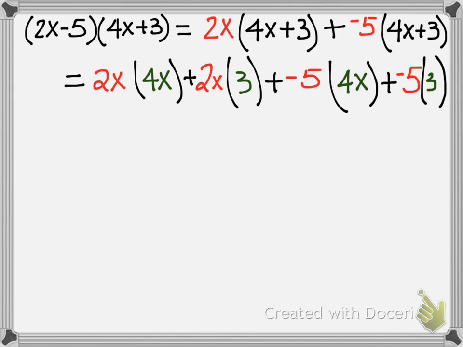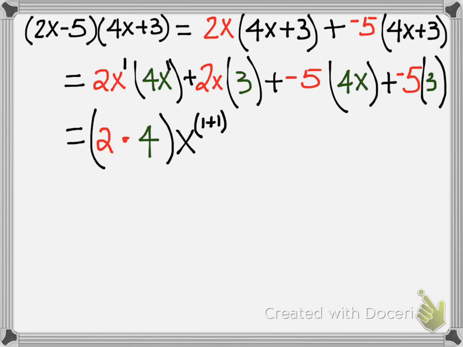Alright, now I am multiplying 2 times 4, the coefficients of 2x and 4x. Because I'm multiplying here, ladies and gentlemen, I don't need to have like terms to do so. I multiply the coefficients and add the exponents. And I follow through with 2x times 3. This is going to be 6x. And we have the rest, which is negative 20x and negative 15.